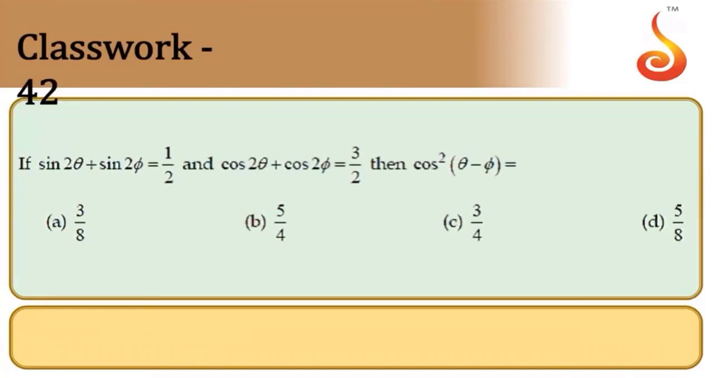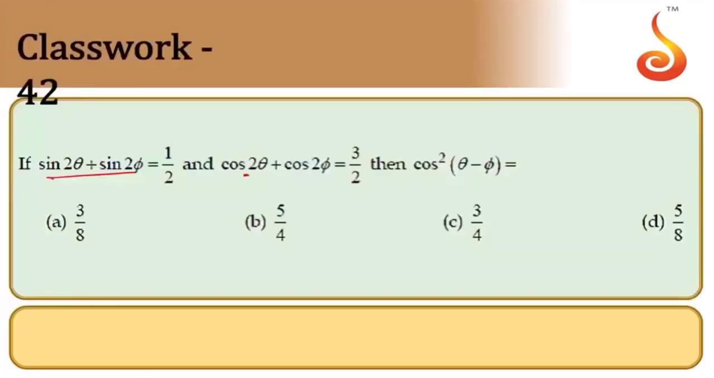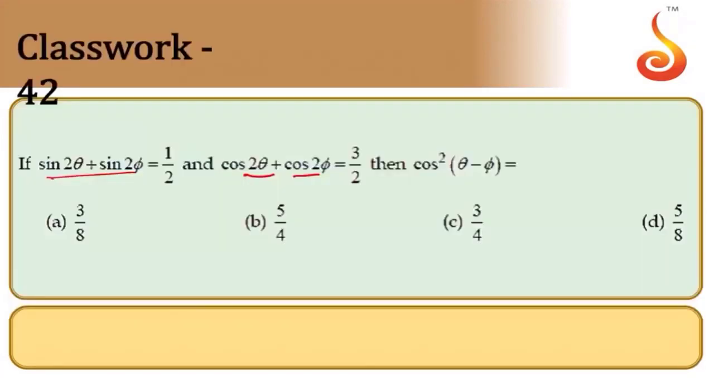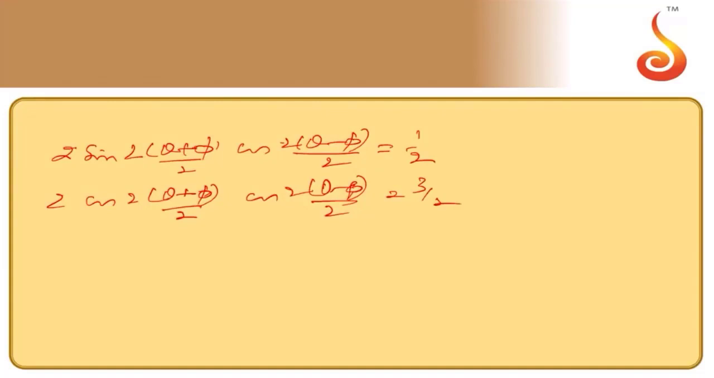Let me take up now this one. Sine 2 theta plus sine 2 phi is equal to, applying the transformation here, you will be getting 2 sine (c plus d) by 2, that is (theta plus phi) by 2, multiplied by cos (c minus d) by 2, that is (theta minus phi) by 2, is equal to half. Same way, the second one, when you take up cos 2 theta plus cos 2 phi, that is nothing but 2 times cos (theta plus phi) by 2 multiplied by cos (theta minus phi) by 2, is equal to 3 by 2.